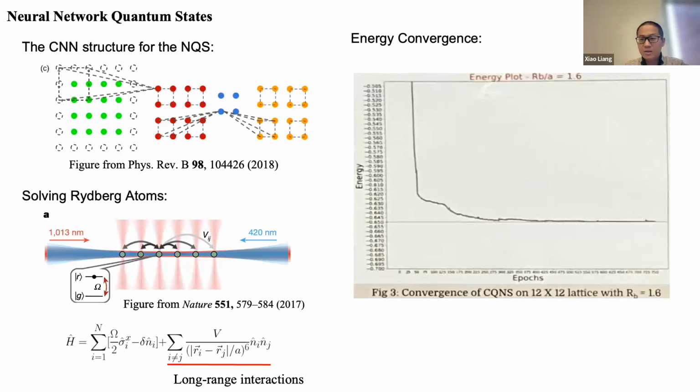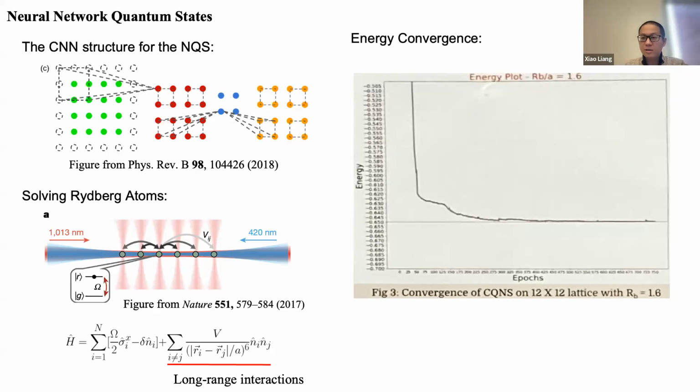Here is a demonstration of the variational Monte-Carlo using a convolutional neural network as the wave function, which was published in the year 2018. The wave function is a convolutional neural network with just 3 layers: a convolution layer, a max pooling layer, and a transposed convolution layer.